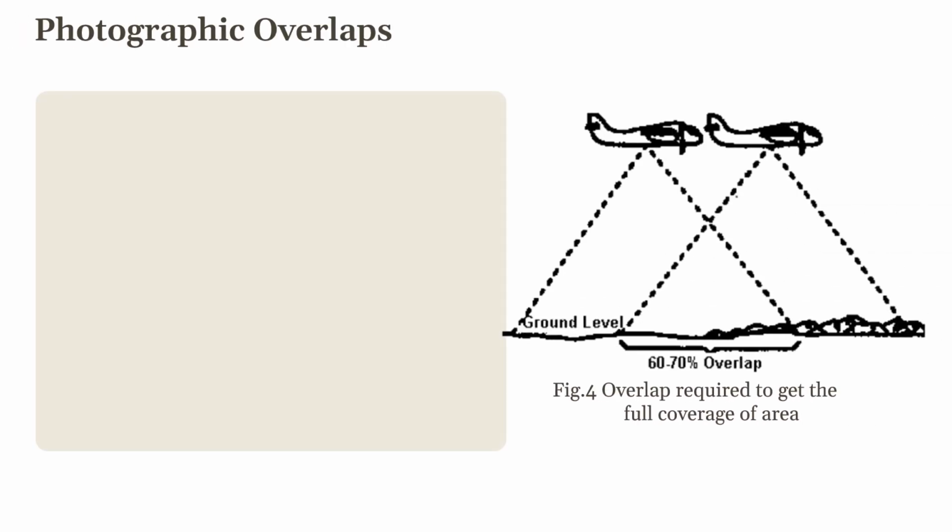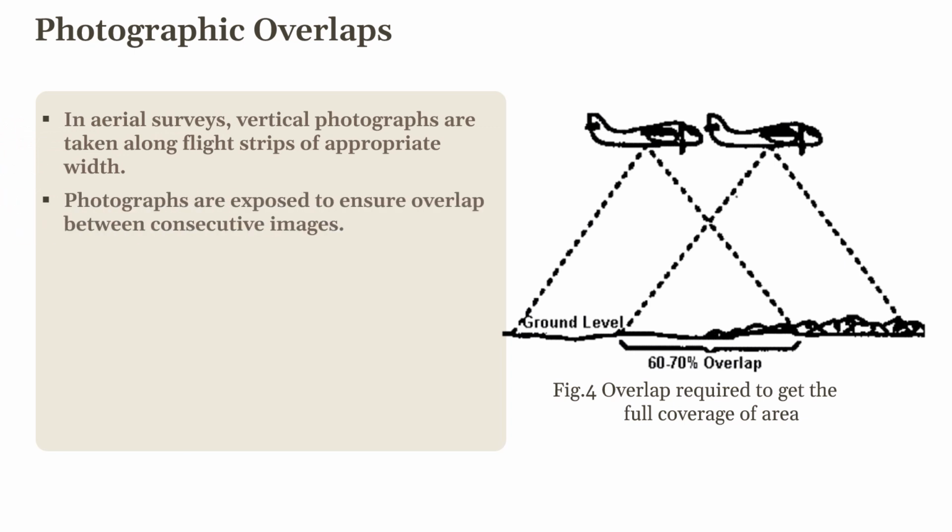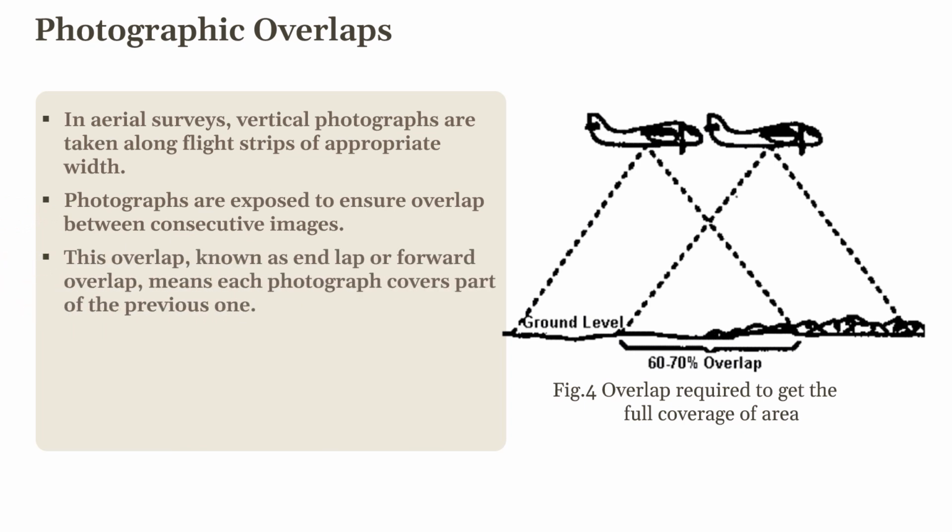In aerial surveys, vertical photographs are typically captured along flight paths that have been planned to ensure the right amount of overlap between consecutive images. These images are taken at regular intervals to guarantee that each photograph shares some common coverage with one another. This shared coverage, which we call end lap, forward lap or simply lap, is important for creating a complete and continuous map. Typically, the end lap is set between 55% and 65% with an average of about 60%.